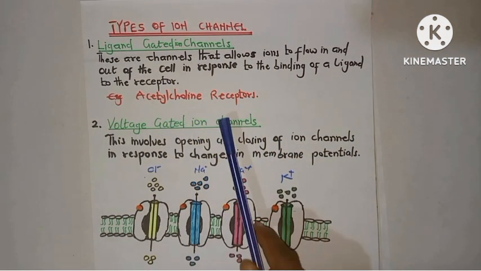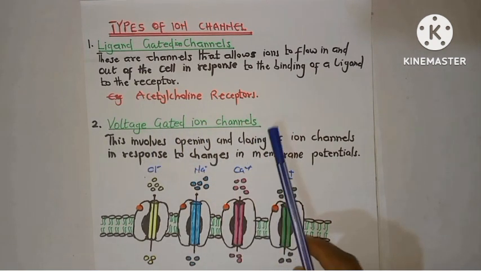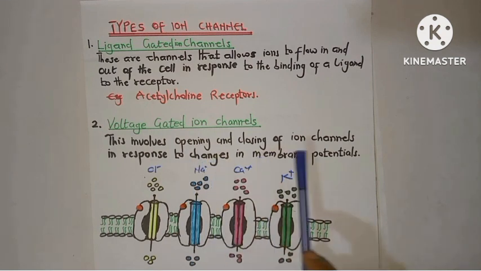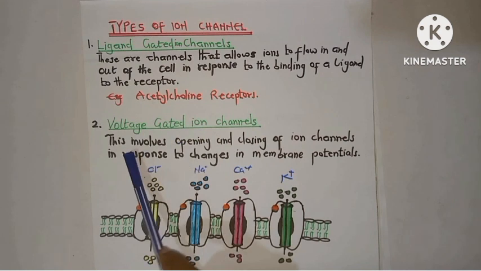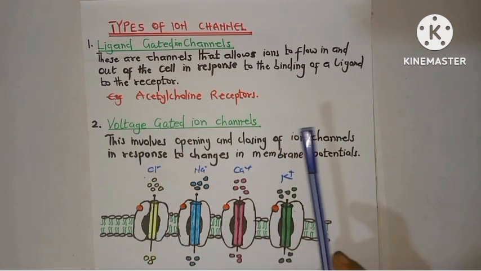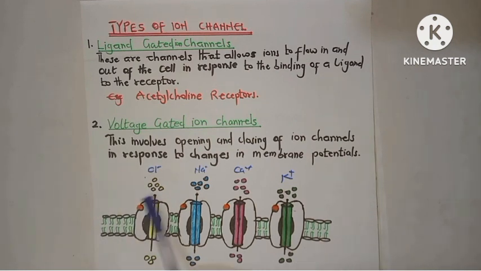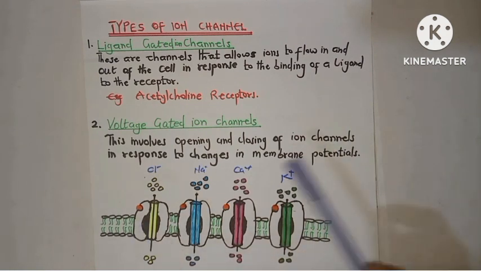The second type we have is the voltage gated ion channels. These channels involve the opening and closing of ion channels in response to a change in the membrane potentials. This is a channel that will only open when there is a change in the membrane potential. So let's say the extracellular part of the cell was positive, plus, plus, plus, and the intracellular part of the cell was minus, minus, minus. When the voltage changes, the top now becomes minus, minus, minus, and the bottom becomes plus, plus, plus. When this happens, the channels get open so that the ions that want to pass through will now pass through successfully.